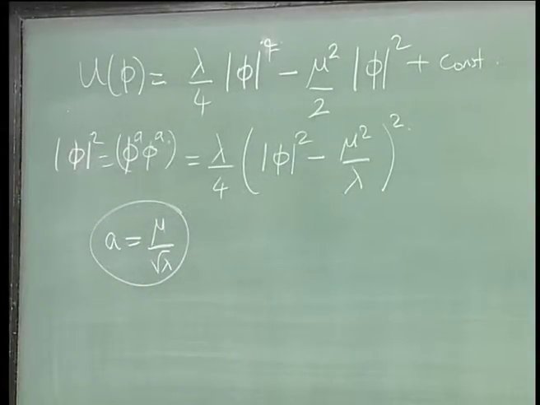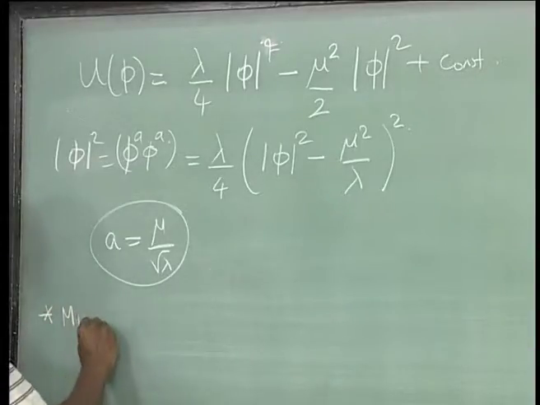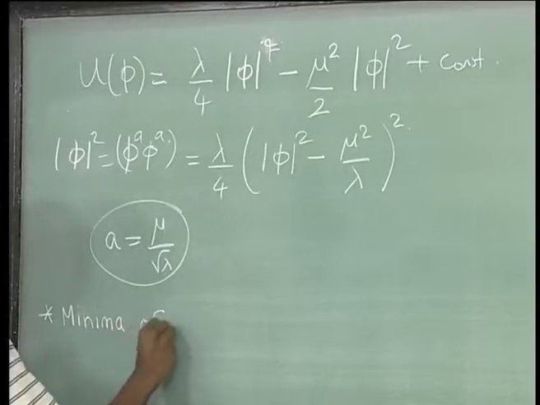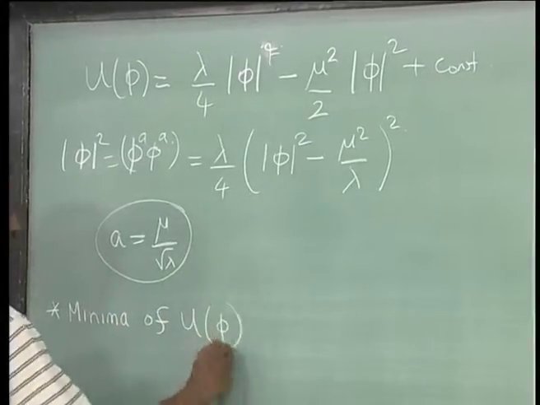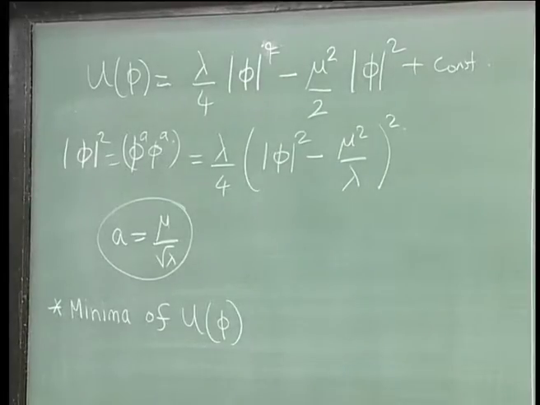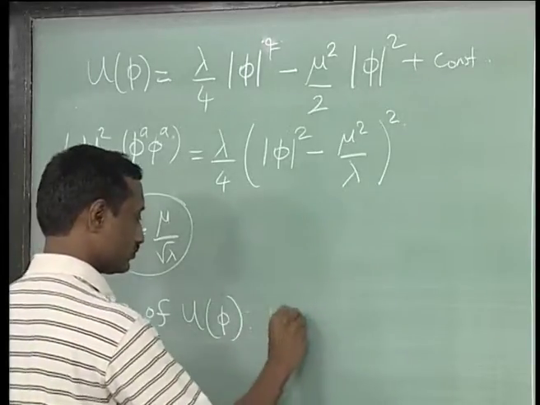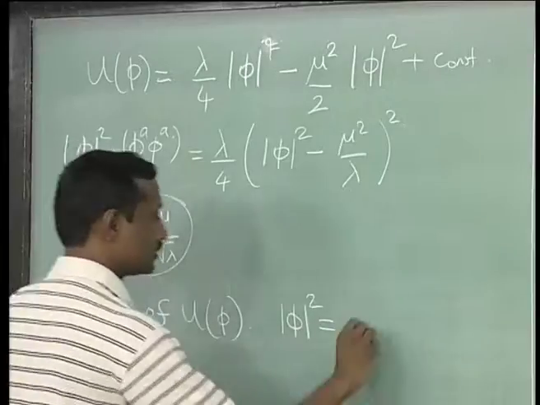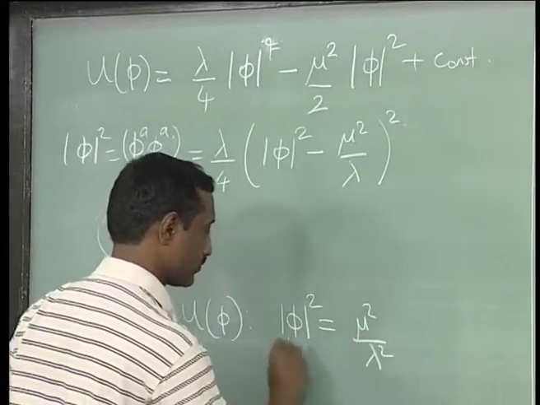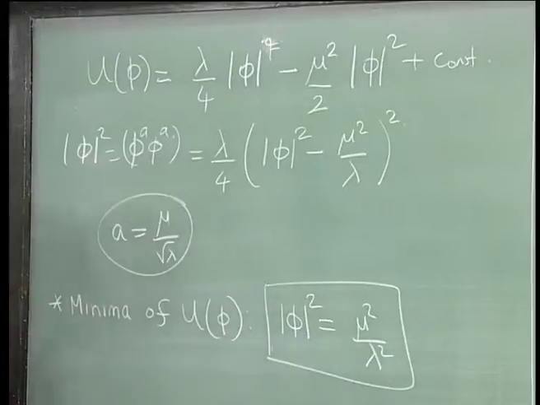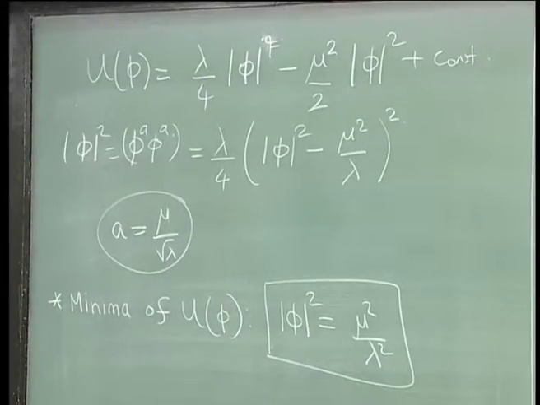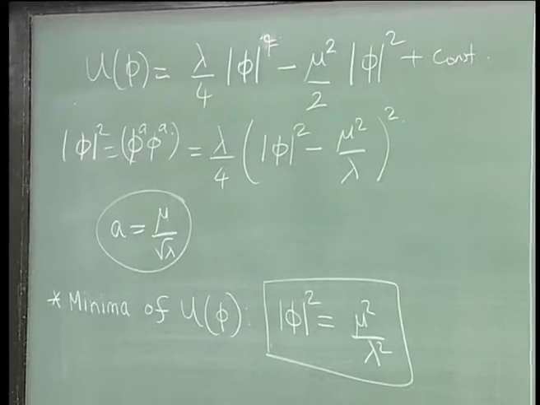Okay. So, first thing to understand is what is the minimum or minima of U of phi. Of course, this is SO(3) invariant. So, the minimum of phi would be when mod phi square equals A square.